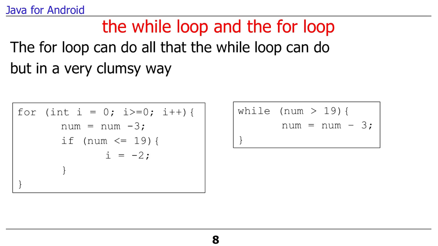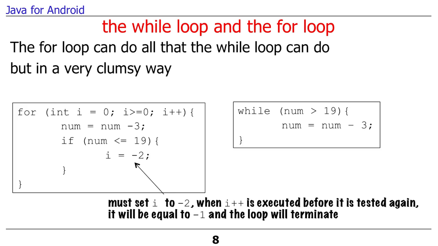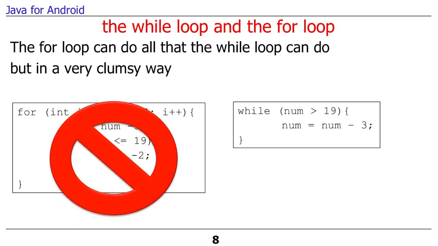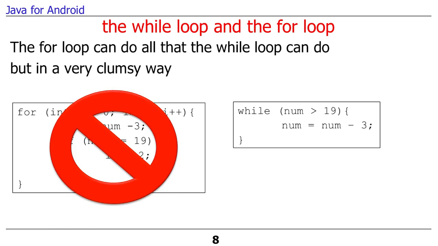In the loop, we test to see if num has become less than 19, and if it has, we set i to some value that will stop this otherwise infinite loop. In this case, we had to set i to -2, so that when we increment i after the body is executed, we still have a value that's less than 0. There are other ways to write this for loop, but none of the solutions are going to be very readable.